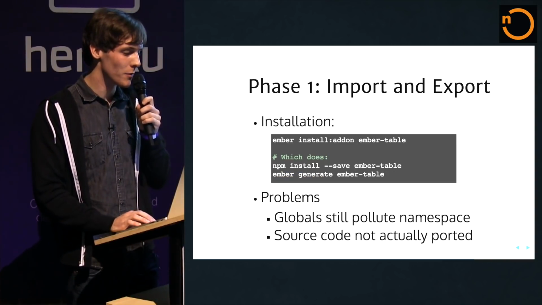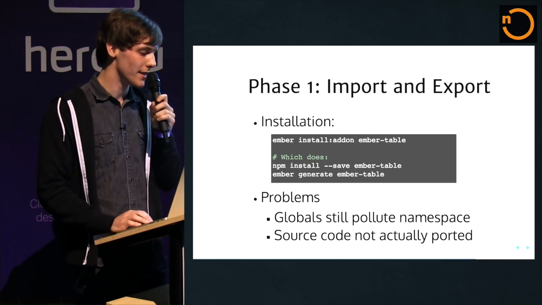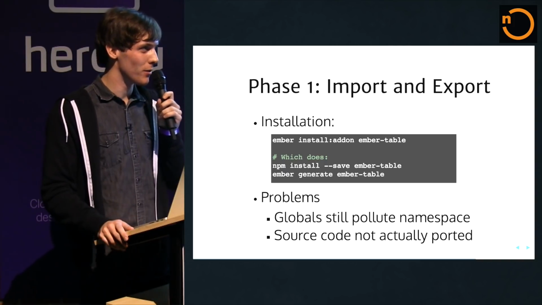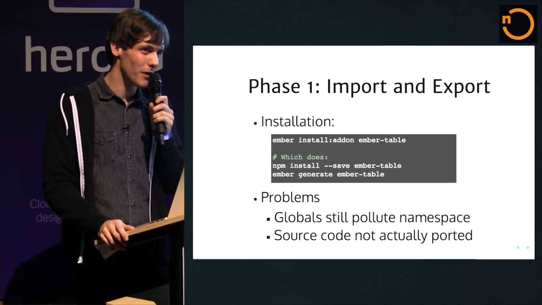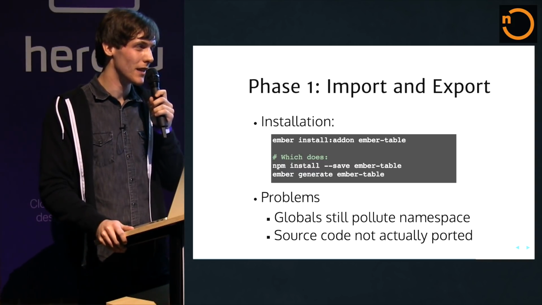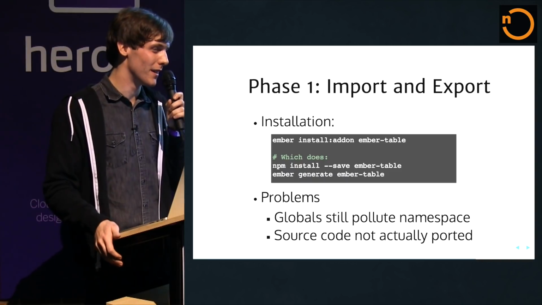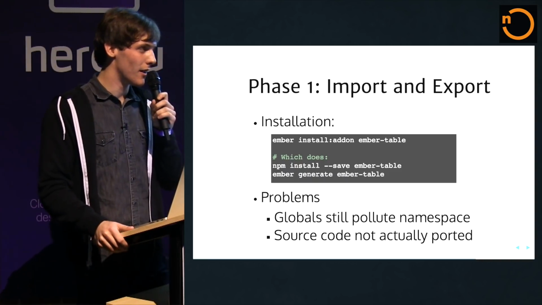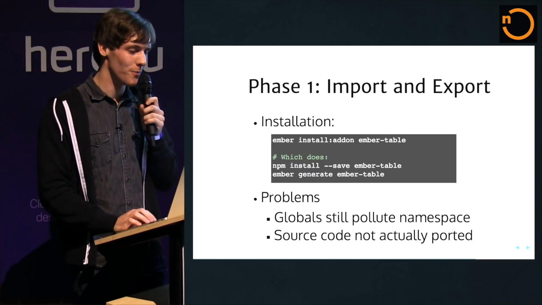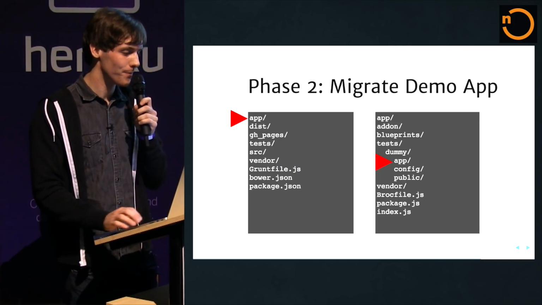So after phase one, we've gotten pretty far. You can install it as an add-on, and then you can work with it and pretend it's an add-on. You're almost there, but we haven't really done anything too impressive, because the globals are still polluting the namespace. They still exist. You brought in the old Ember Table as Bower, and nothing has actually been ported. So that brings us to phase two. Let's start porting something over.